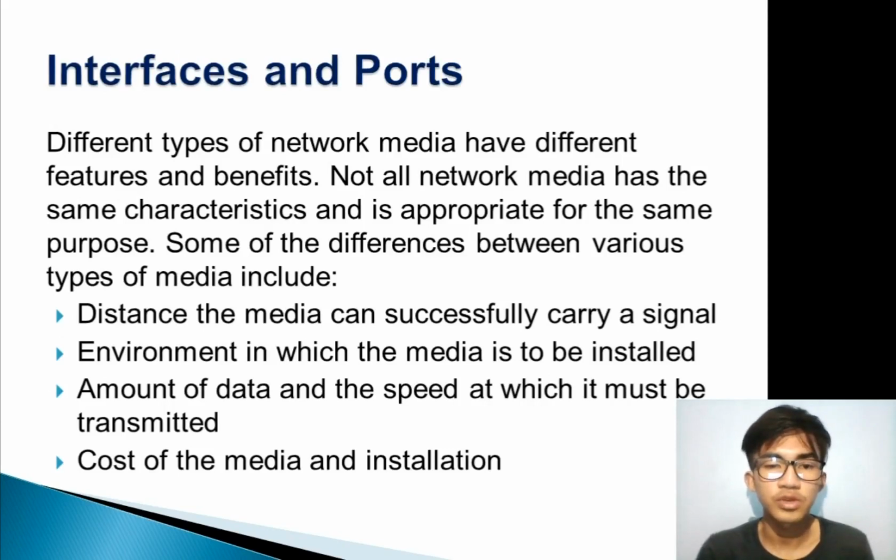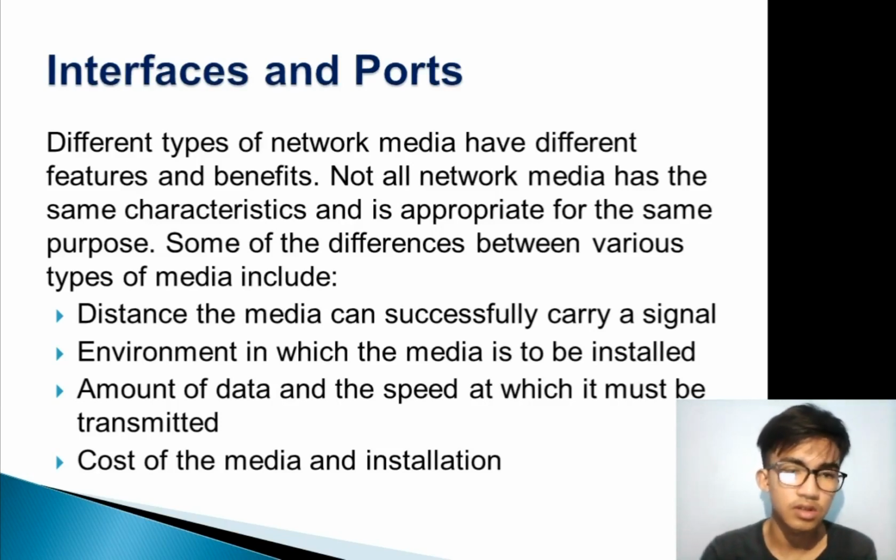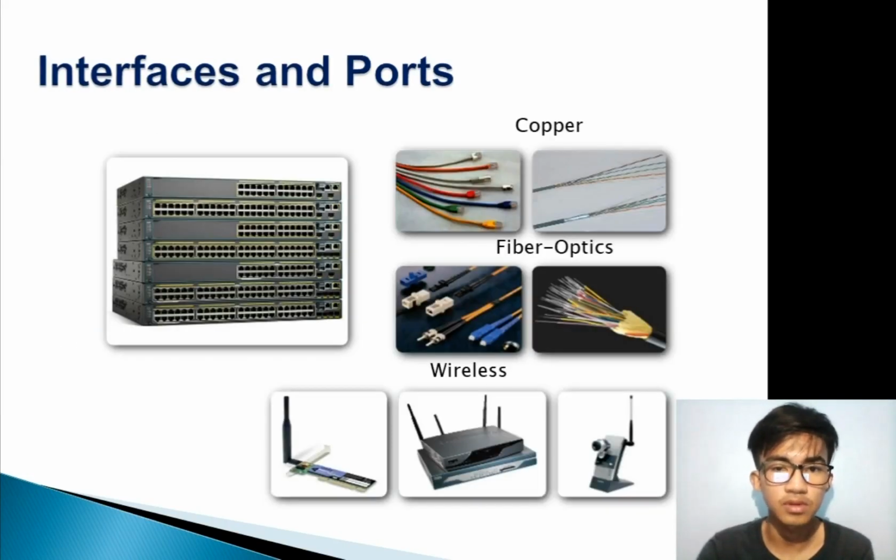Interfaces and ports. Different types of network media have different features and benefits. Not all network media has the same characteristics and is appropriate for the same purpose. Some of the differences between various types of media include the distance the media can successfully carry a signal, the environment in which the media is to be installed, the amount of data and speed at which it must be transmitted, and the cost of media and installation.